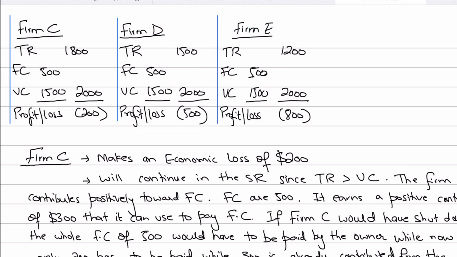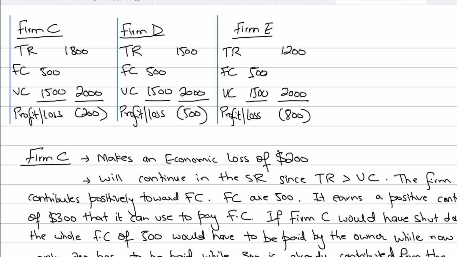It will not shut down because, like I said, the rule is that if the total revenue is more than your total variable cost, the firm is covering its total variable cost, right? The revenues are 1800 while the variable cost is 1500, so it's making a positive contribution. Remember that when you're considering the relevant cost, variable costs are your relevant cost. Fixed costs are irrelevant in the sense of making any decision, because they have to be paid irrespective of whether you produce or not, right?